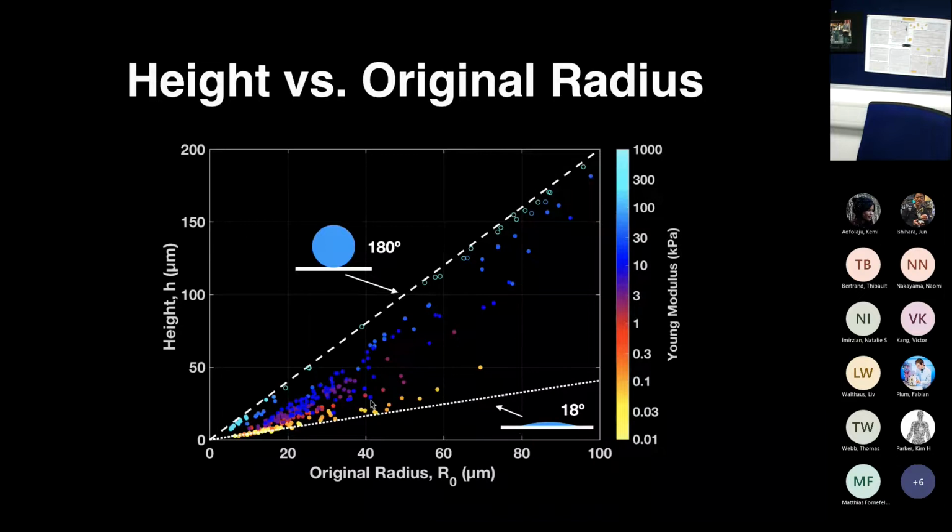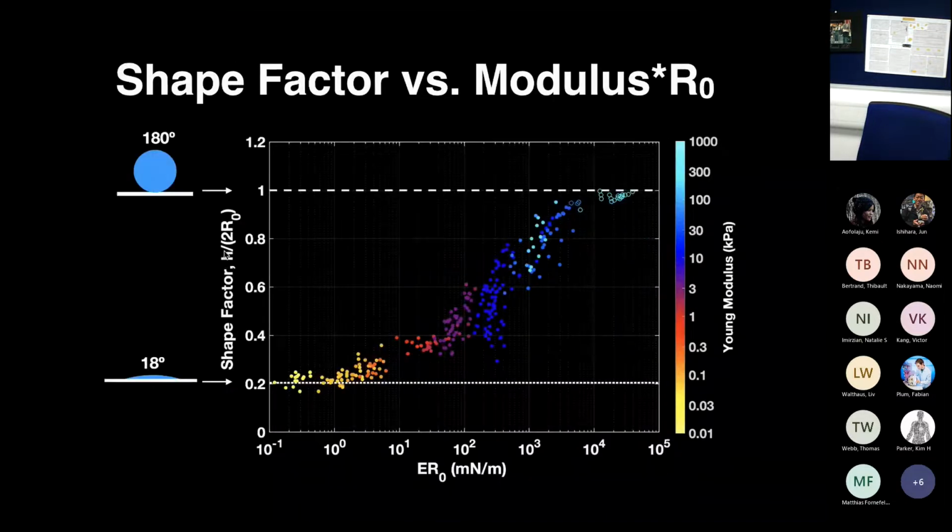Now, next what we want to do is try to scale the data so that we can think about things in a more coherent way. Since we see these lines, we're going to rescale the data from the height by the radius to a shape factor equal to h divided by twice the radius. And that means now our 180-degree geometric limit is just at a value of 1.